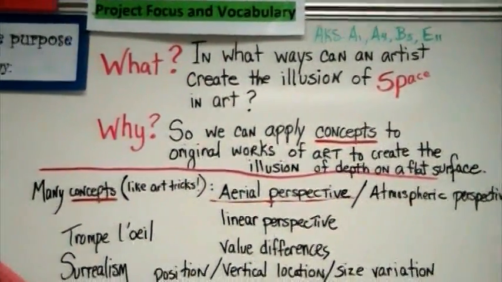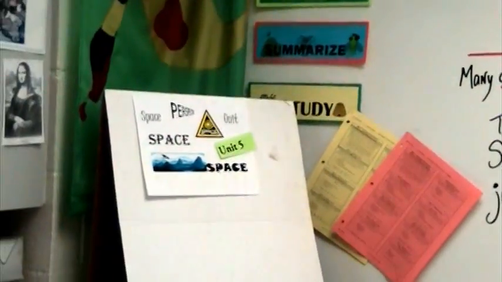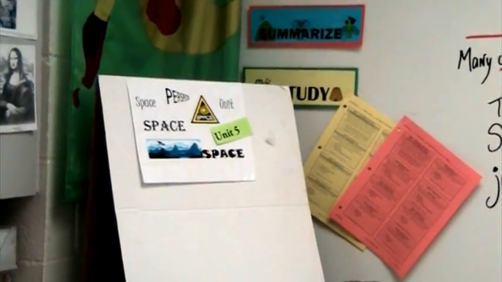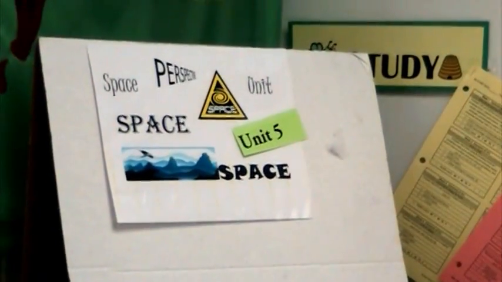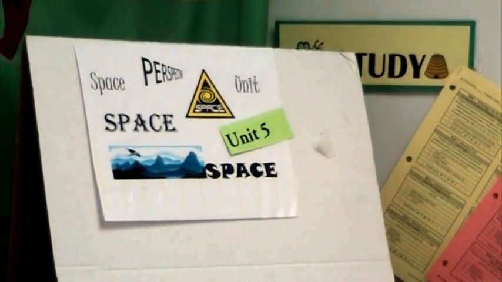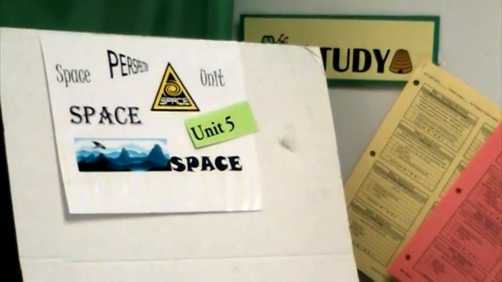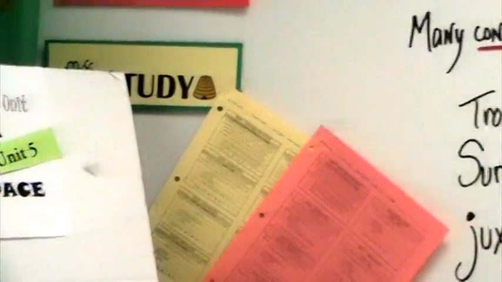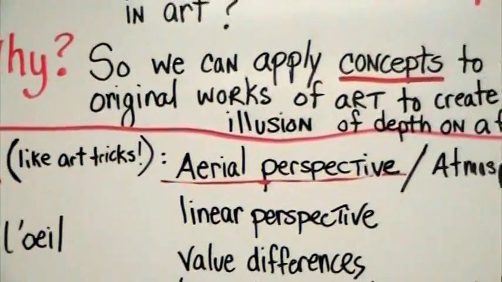We are on the next unit, which is all about space. I'm not talking about outer space. We're going to be talking about perspective and different tricks of the trade that artists can use to create that illusion. So what are we going to be doing?